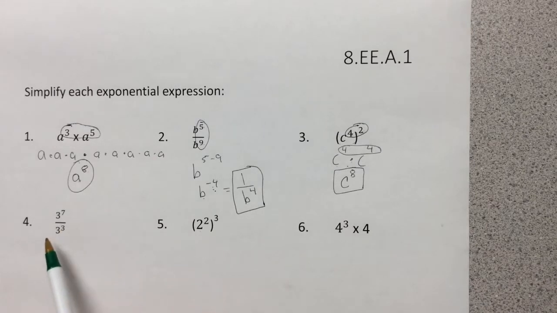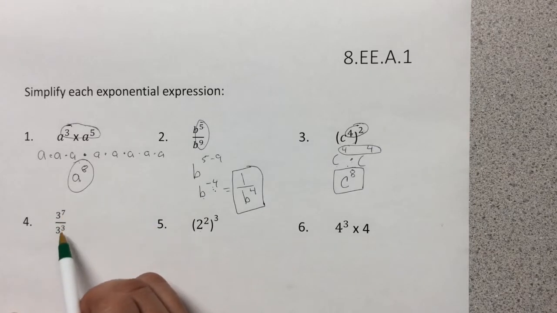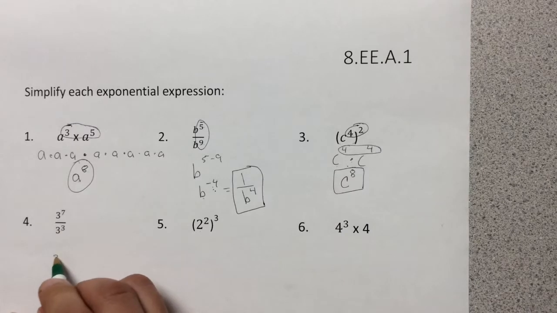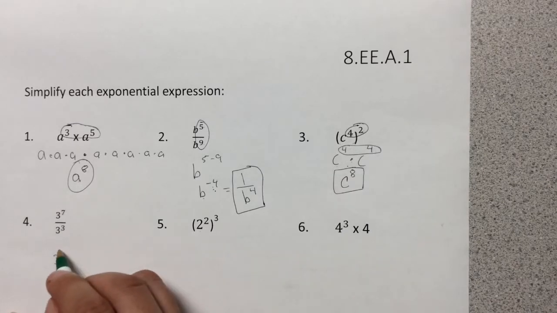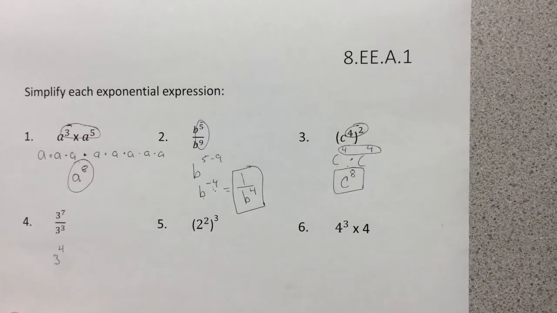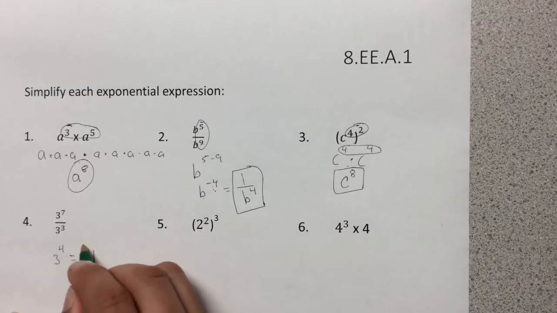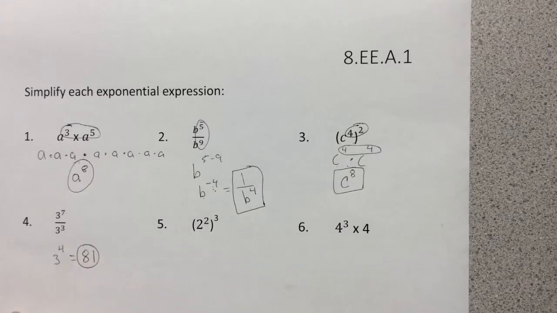Now these next 3 we have numbers, so we're going to simplify after our first step. So we have 7 minus 3, so we're going to have 3 to the power of 4, because 7 minus 3 is 4. So 3 to the 4th, you'll plug that in your calculator, or you can say 3 times 3 times 3 times 3, and you will get 81. And 81 would be your final answer there.